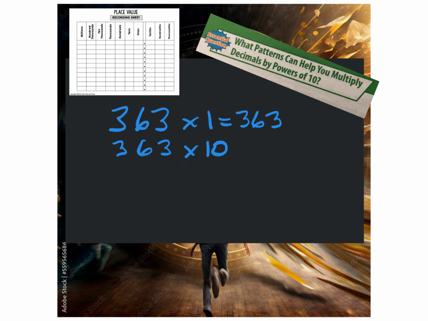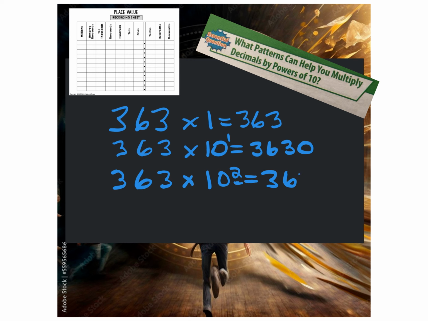Okay, if we have 363 times 1, we know that that's 363. Then let's look at 363 times 10, or 10 to the first, which those are equal. That's going to give us 3,630. If we multiply by 10 to the second, we know this 2 tells us we could add 2 zeros to the end of our whole number 363 to make it 36,300 and so on.